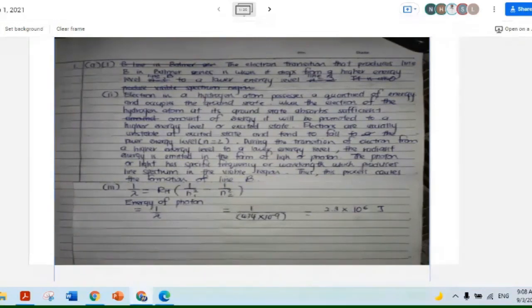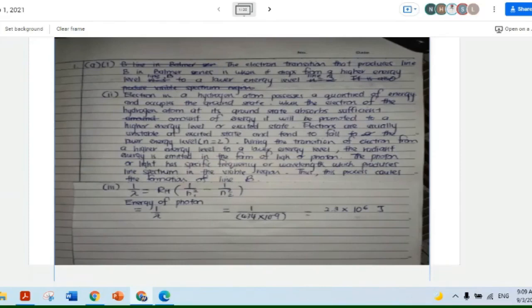So the first point is the electron in hydrogen possesses quantized energy. Okay, so the main point is quantized energy. Then it occupies the ground state. When the electron of the hydrogen atom at its ground state absorbs a sufficient amount of energy, it will be promoted to a higher energy level, known as the excited state. Okay, very good. So energy promotes it to a higher energy level, and then we call it the excited state.